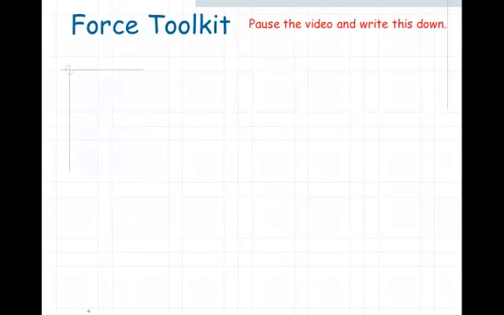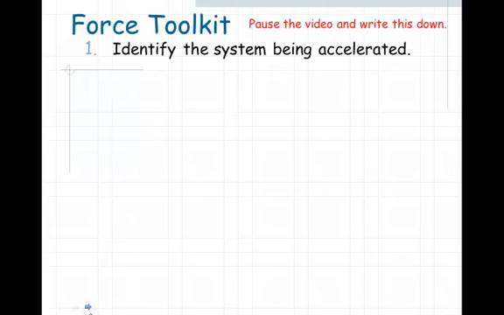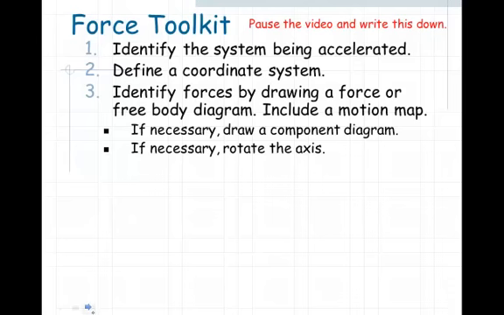Let's apply the Force Toolkit in some useful examples. So make sure to pause the video and write these steps down. The first thing you need to be able to do when you use the Force Toolkit is identify the system that is being accelerated. Then define the coordinate system. Identify the forces by drawing a force or free body diagram and include a motion map.